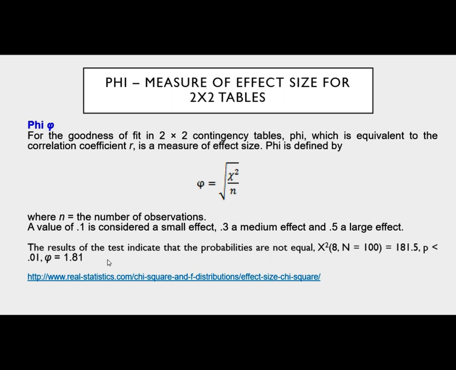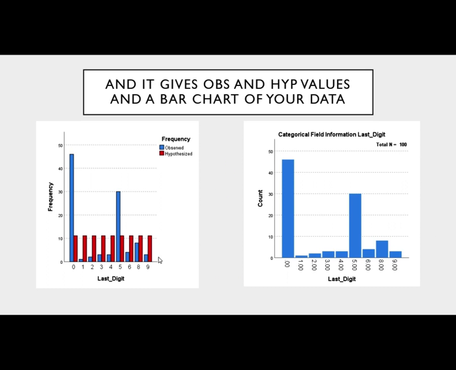So we would write it out. The results of the test indicate that the probabilities are not equal, and then we'd say phi is equal to 1.81. And you can go here and use that as a phi calculator, effect size calculator. And it also just gives us some pretty values.